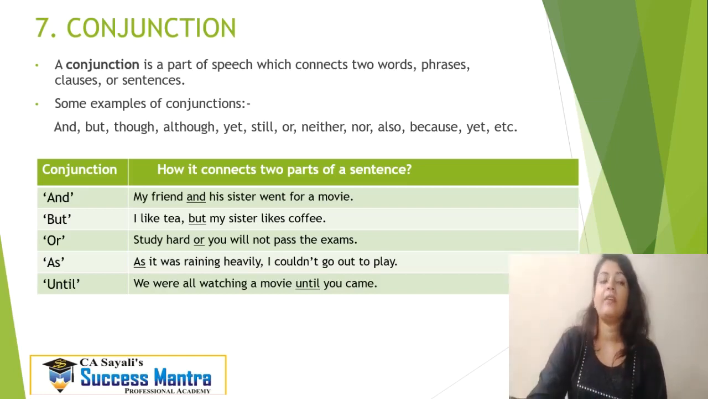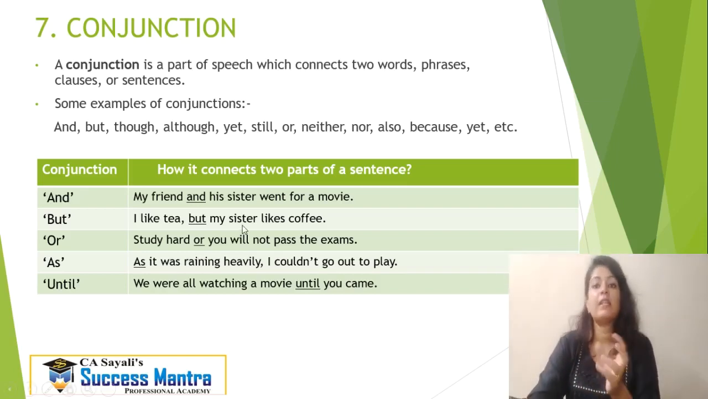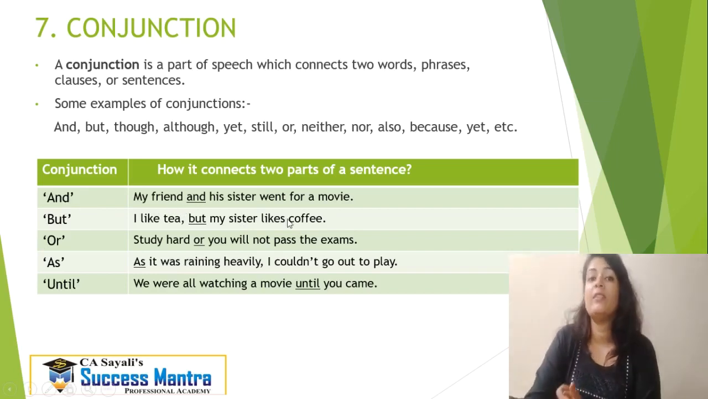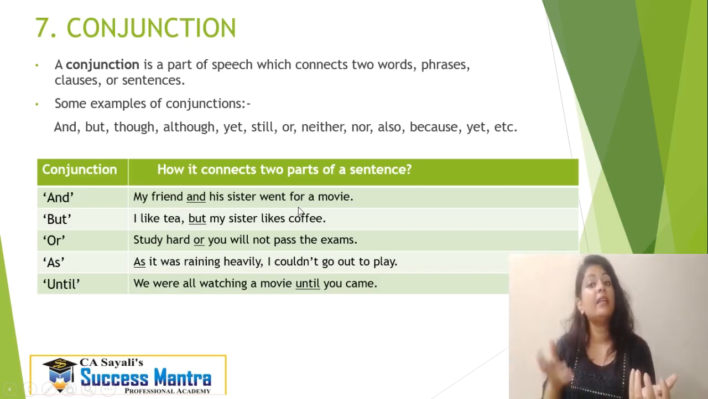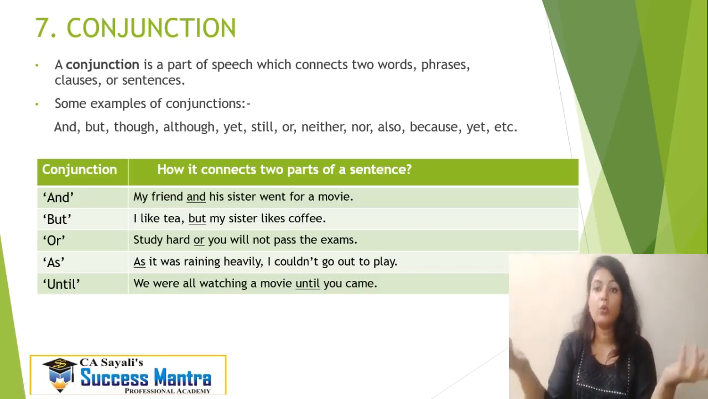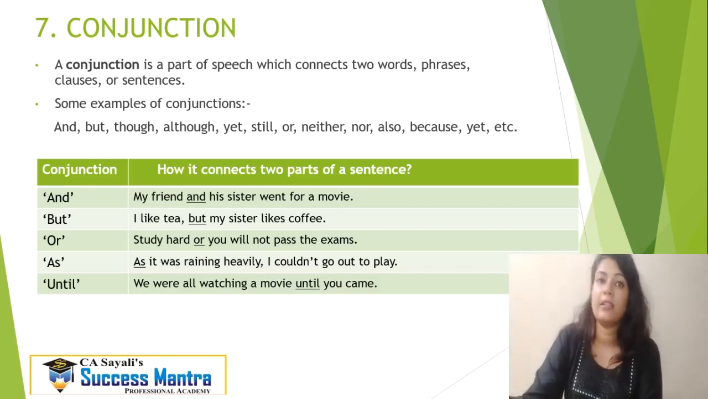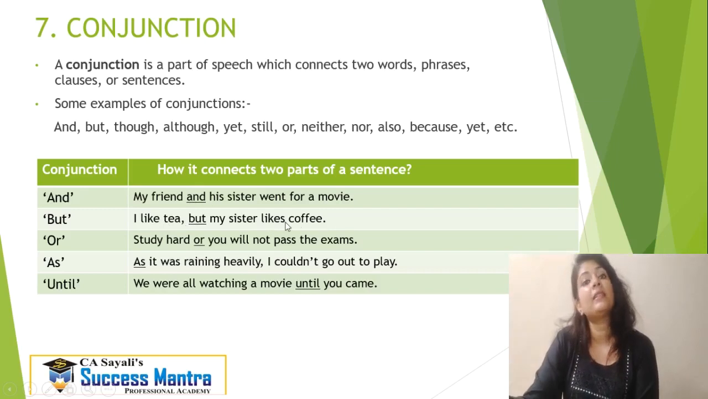For an example, if I have to just tell you some conjunctions and how they are used to connect sentences, okay, I say that my friend and his sister went for a movie. Okay, so my friend and his sister went for a movie. तो इन दोनों चीज़ को join करने के लिए जो मैं word use करती हूँ and, that is nothing but a conjunction. Another sentence, okay, I like tea but my sister likes coffee. यानी कि मुझे टी पसंद है पर मेरी बहन को कॉफ़ी पसंद है.